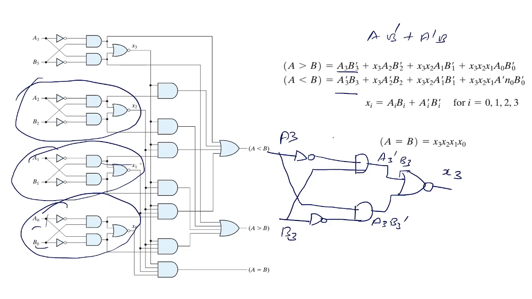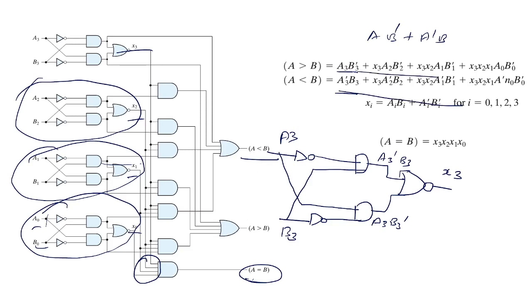Okay, now what is your A equal to B? All the X3, X2, X1, X0 should be connected to an AND gate. See, X3 connected, X2 connected, X1 connected and X0 connected. The output is A equal to B. So what about A less than B and A greater than B? A less than B should have these equations. A greater than B should have these equations.